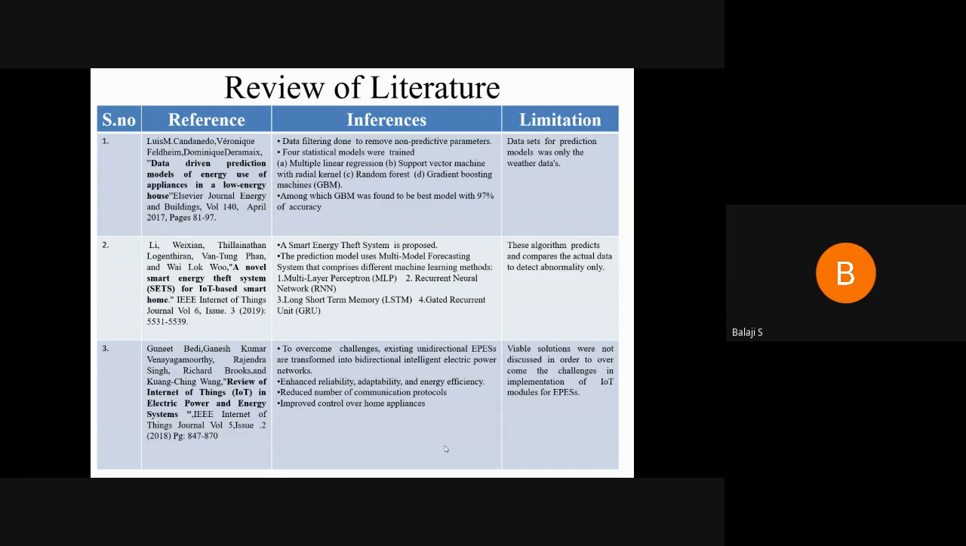In reference 3, Ganit Abedi et al. overcame energy prediction challenges with the implementation of a unidirectional EPS energy prediction system, where they could enhance reliability, adaptability, and energy efficiency, reduce the number of communication protocols, and improve control over home appliances. The limitations include the challenges in implementing these modules.